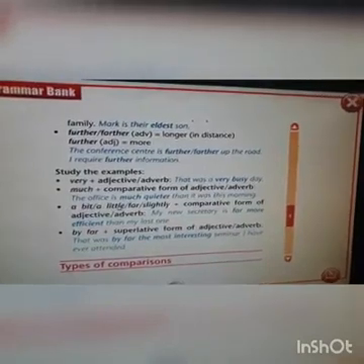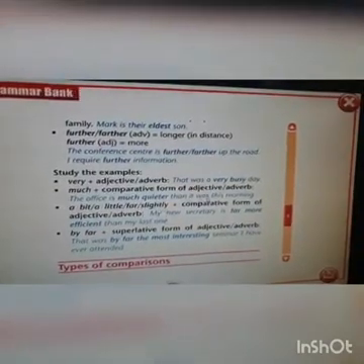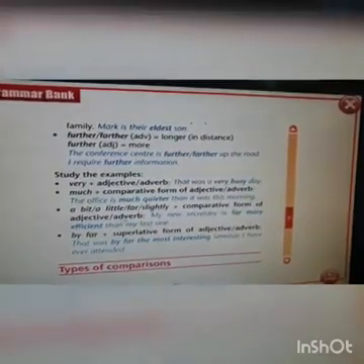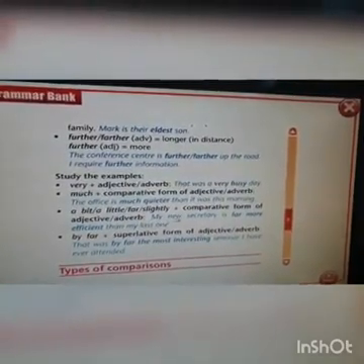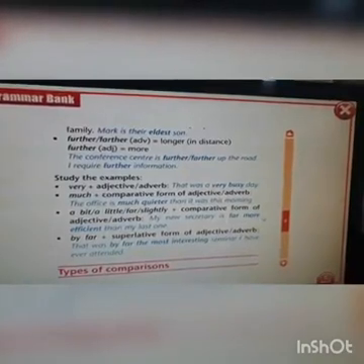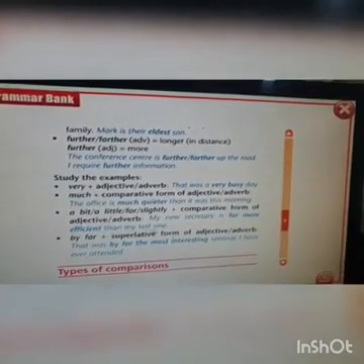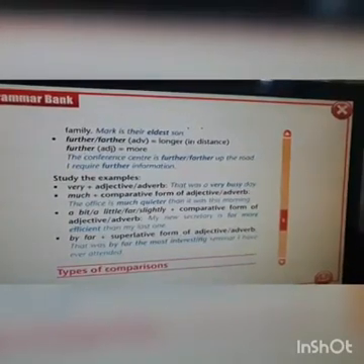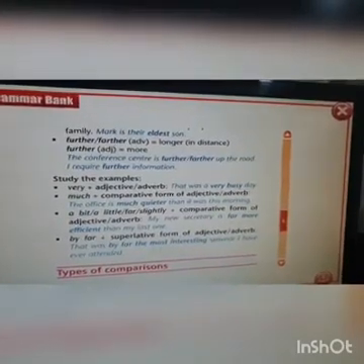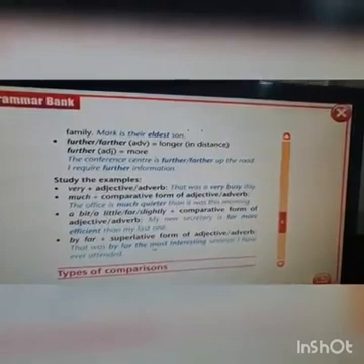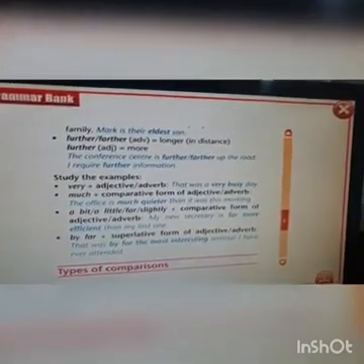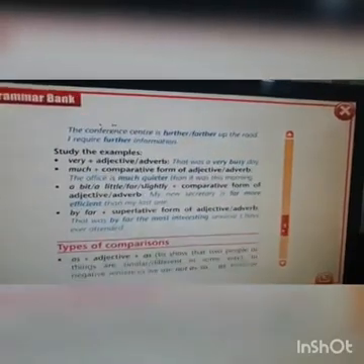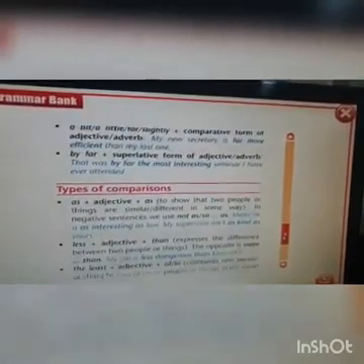We have a bit, a little, far, slightly. It is used with comparative form of adjective or adverb. My new secretary is far more efficient than my last one. By far plus superlative form of adjective or adverb. That was by far the most interesting seminar I have ever attended. Let's see types of comparisons.